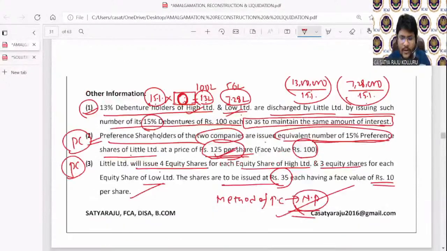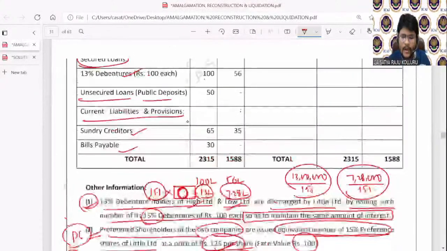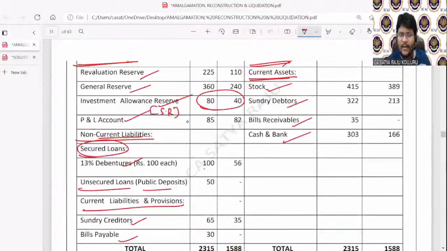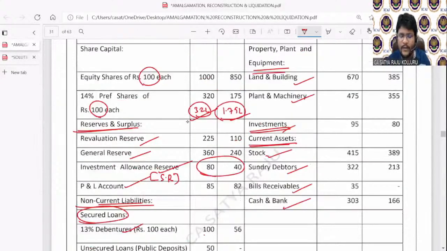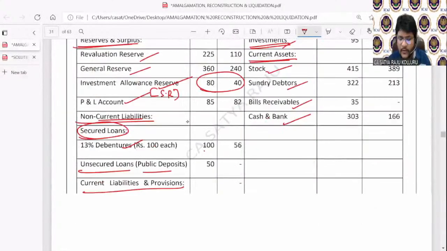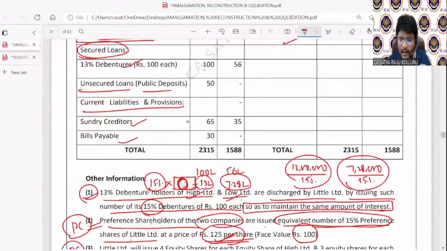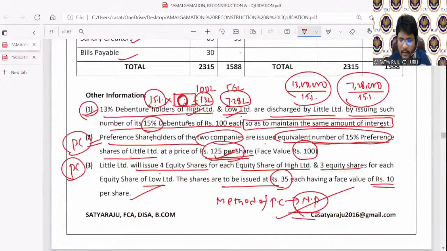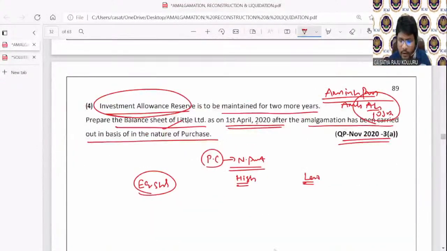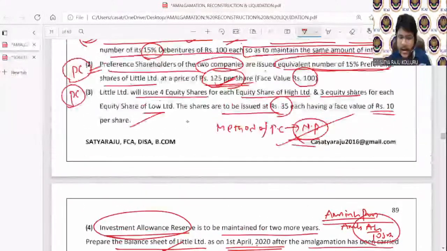How many equity shares are there? Here 10 lakh, right? Sir, for 1 equity share, we are issuing 4 equity shares, which means for 10 lakh equity shares, we are issuing 40 lakh equity shares. So the number of equity shares here is 40 lakh, and each equity share is issued at 35 rupees. Therefore, the worth is 40 lakhs into 35 rupees, which is equal to 1400 lakhs.